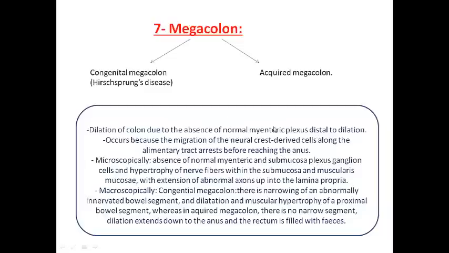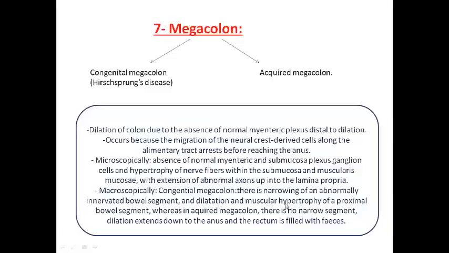If you want to evaluate the megacolon microscopically, we already said that we're going to have an absence of the normal myenteric plexus. Therefore, if you view it under the microscope, you're not going to find normal myenteric or submucosal plexus. On the other hand, you're going to find hypertrophy of the nerve fibers within the submucosa and the muscularis mucosae with extension of the abnormal axons into the lamina propria. Whereas macroscopically, in congenital megacolon, you're going to find narrowing of an abnormally innervated bowel segment and dilatation and muscular hypertrophy of the proximal bowel segment.